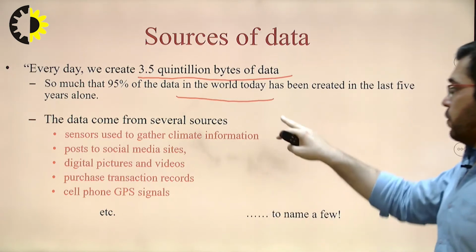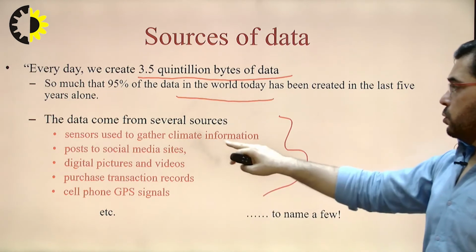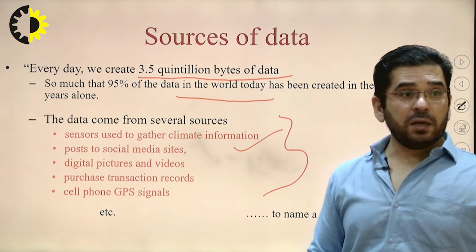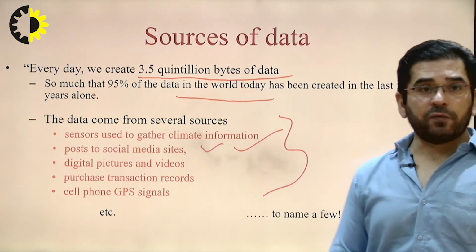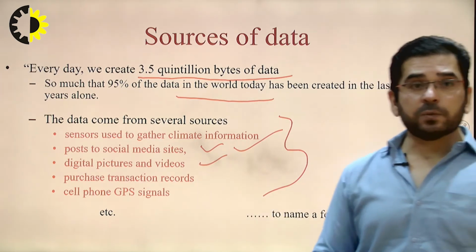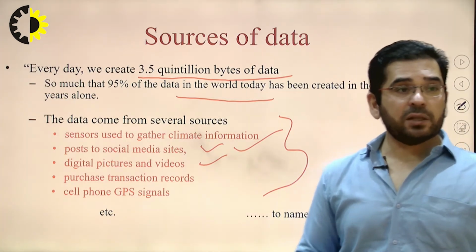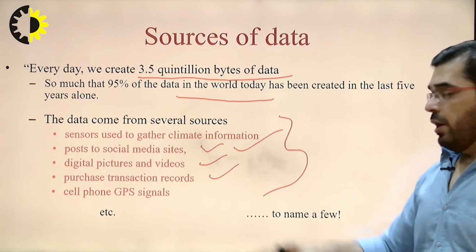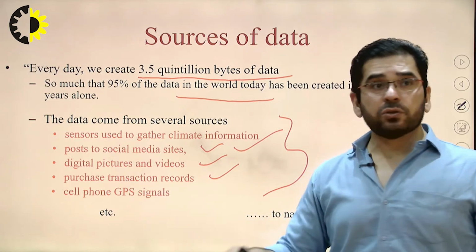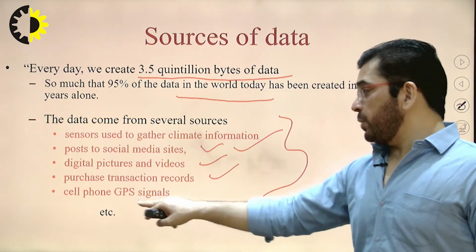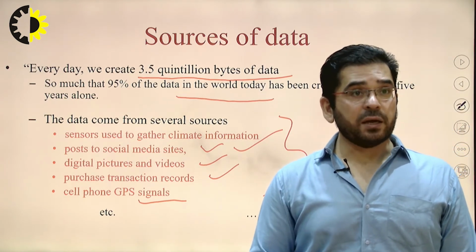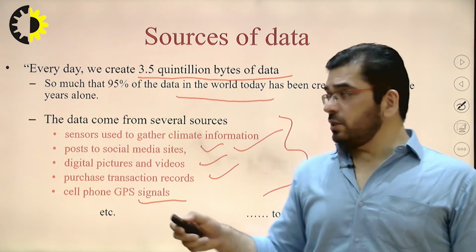The data may come from many sources, like sources used to gather climate information, GPS or other sensor data, posts to various social media sites like Facebook, Twitter, LinkedIn, Instagram, etc. The digital pictures and videos on various platforms like YouTube, Facebook and many other websites. Purchase transaction records: every day, how many digital transactions are going on in any way, purchasing is done, and that data is stored as a source of data. Cell phone GPS signals: everyone is using maybe 1 or 2 mobile phone numbers, and every second a large amount of data is being generated. So these are a few sources of data.